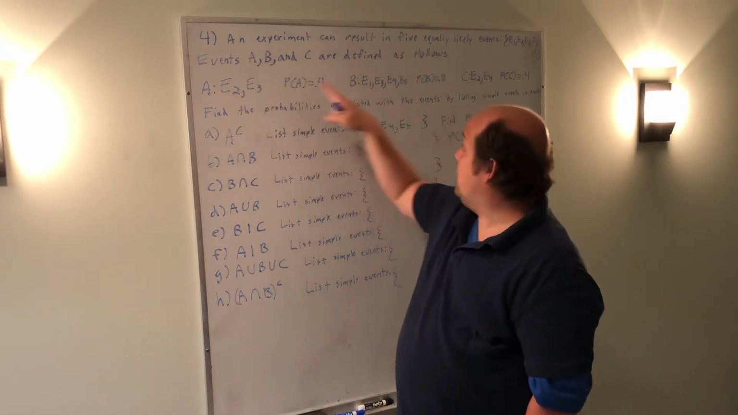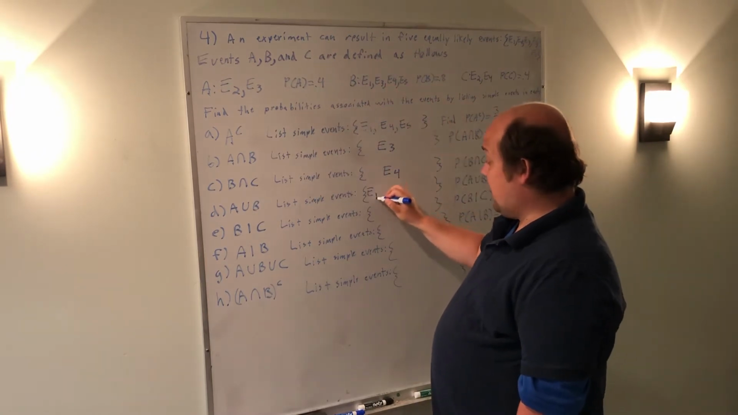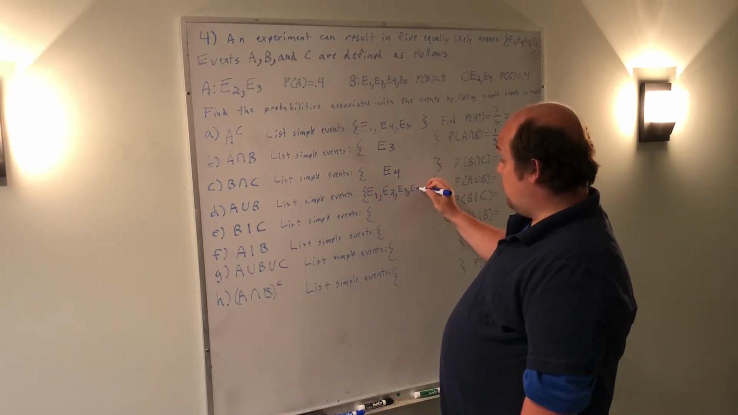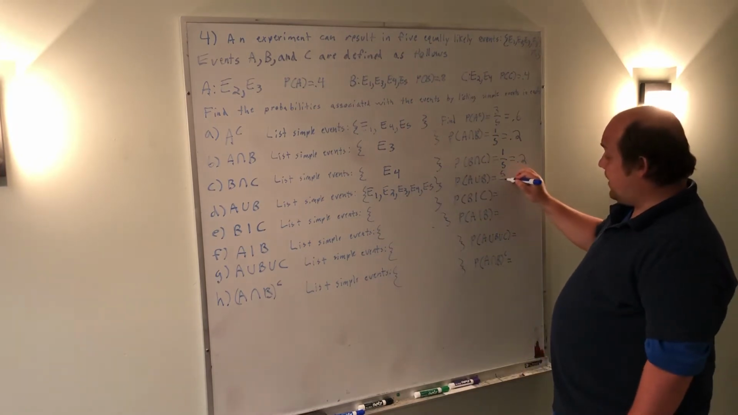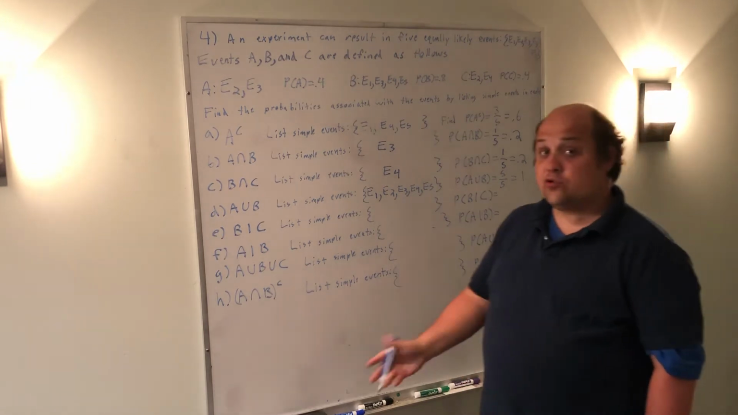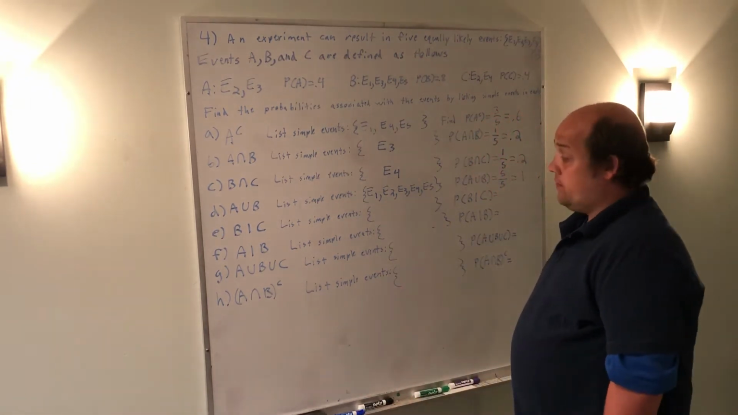E1, E2, E3, E4, E5. So really, we would list everything here. E1, E2, E3, E4, E5. That means all 5 of the events fit out of 5 events, so it occurs with probability 1, or 100% of the time you get something that's either in list A, list B, or both.